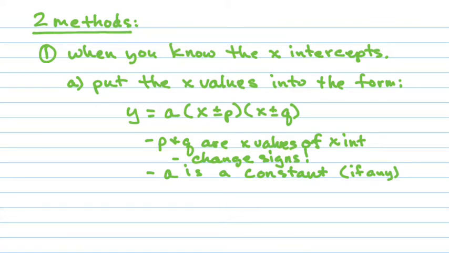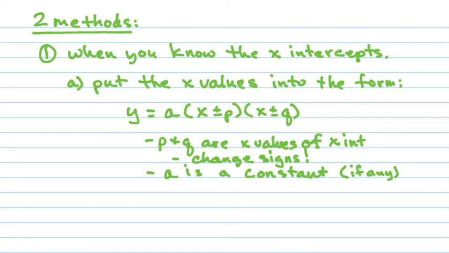Also, a can have a sign. That's easy. Parabola opening up, that means your a is positive. Parabola opening down means your a is negative. So if you make a sign error there, you can kind of check it by looking at your graph. Okay? So, first, you're going to put the x values into the form, making sure that you change those signs.